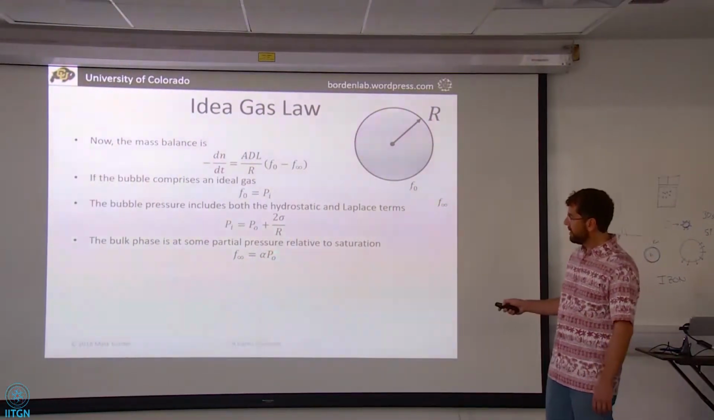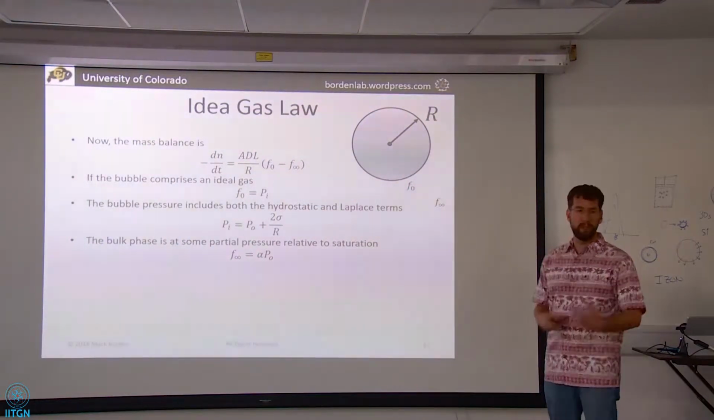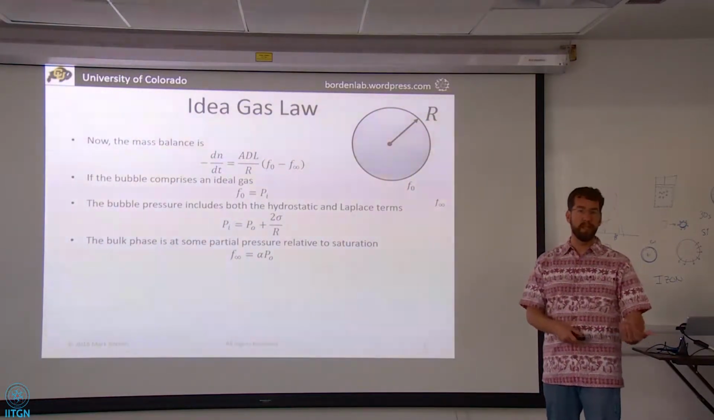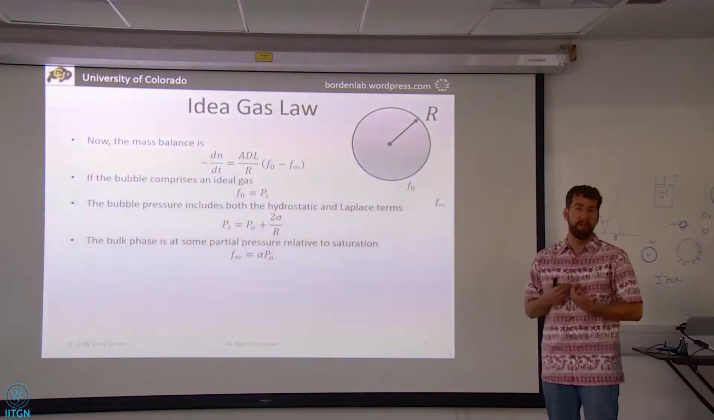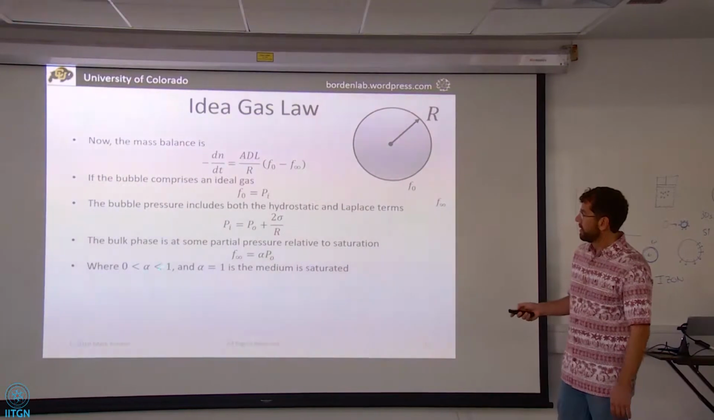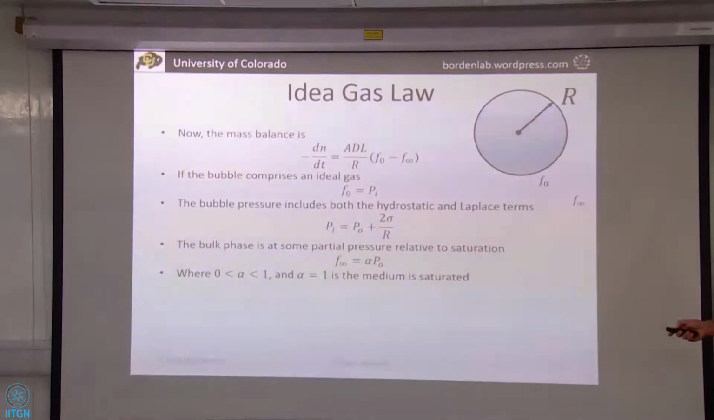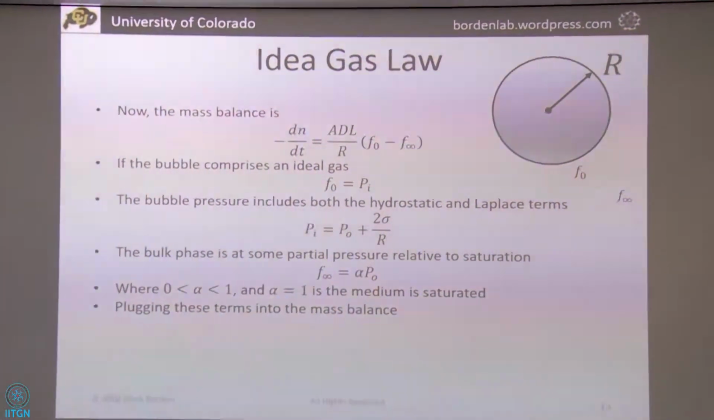If it's saturated, then alpha will just be equal to 1. If it's undersaturated, then alpha will be less than 1. If it's supersaturated, like in the case of decompression sickness in the bends, alpha would be greater than 1. So typically though, alpha is going to vary between 0 and 1, alpha equal to 1 being saturated.